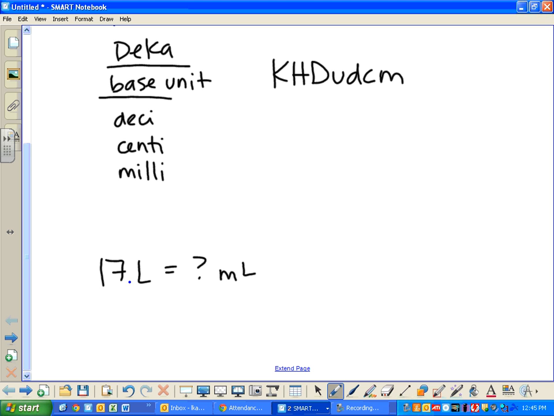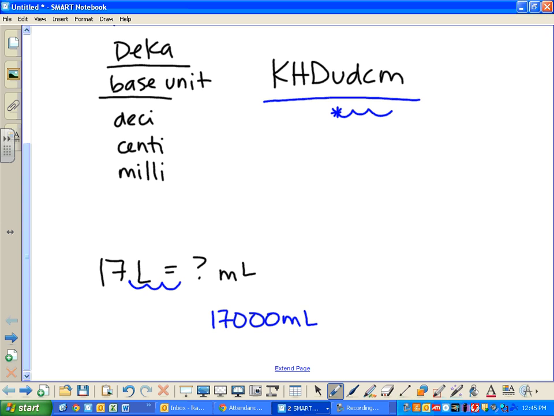If you look back up here at our symbols for all of our prefixes, we're just going to count how many spots over. So the liter is at the base unit, so we're going to go 1 spot for deci, 2 for centi, 3 for milli. So we do exactly the same with our number, 1, 2, 3. Each of those divots would be a 0, so this is 17,000 milliliters.